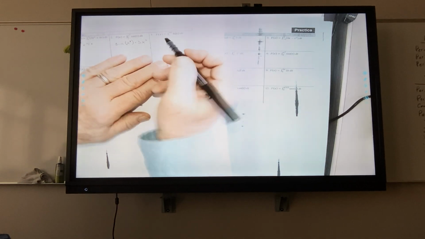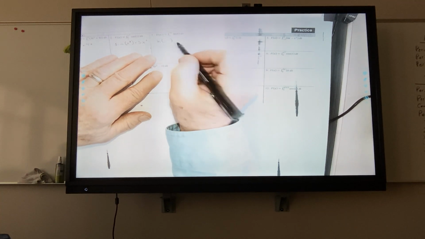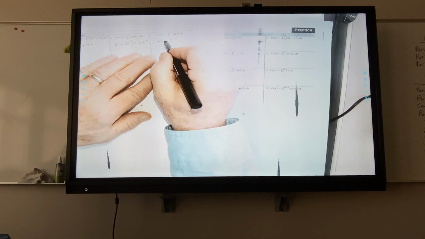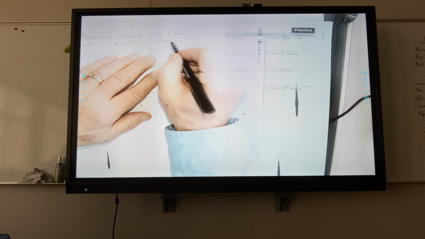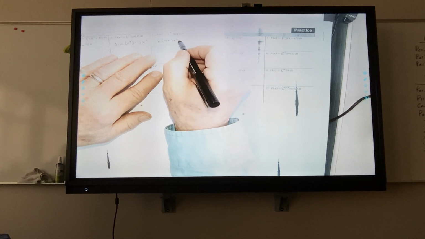Okay. So for this one, I'm going to write h. I'm going to replace t with what? 4x. But then I have to multiply that by what? What's the derivative of 4x? 4. I'm done.